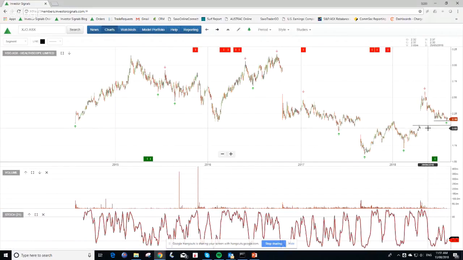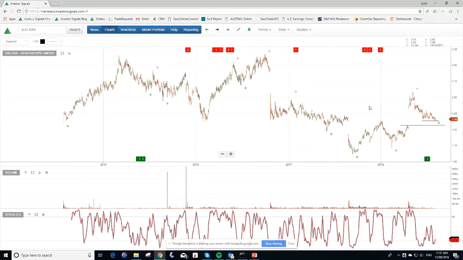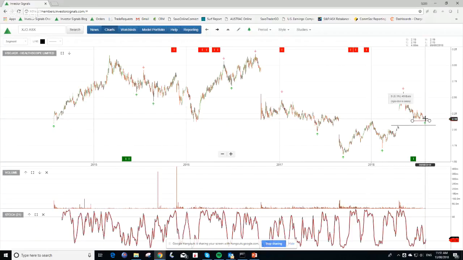Healthscope, so they report their earnings result in... Well, maybe I just need to revisit that at the end of the recording, but certainly in the next week or two, Healthscope report, looking for that result to be better than the market expects. So we're thinking that around this 216 level is a good buying opportunity there for Healthscope.